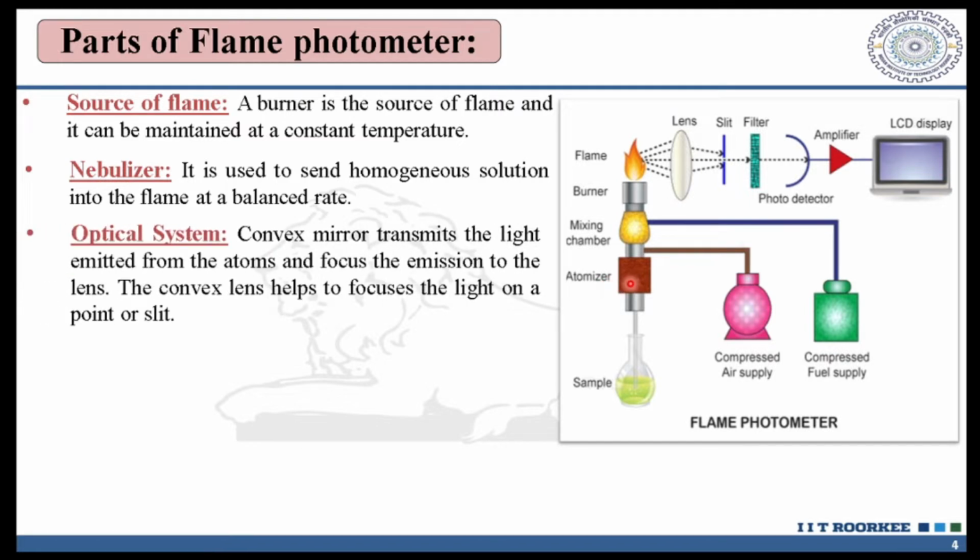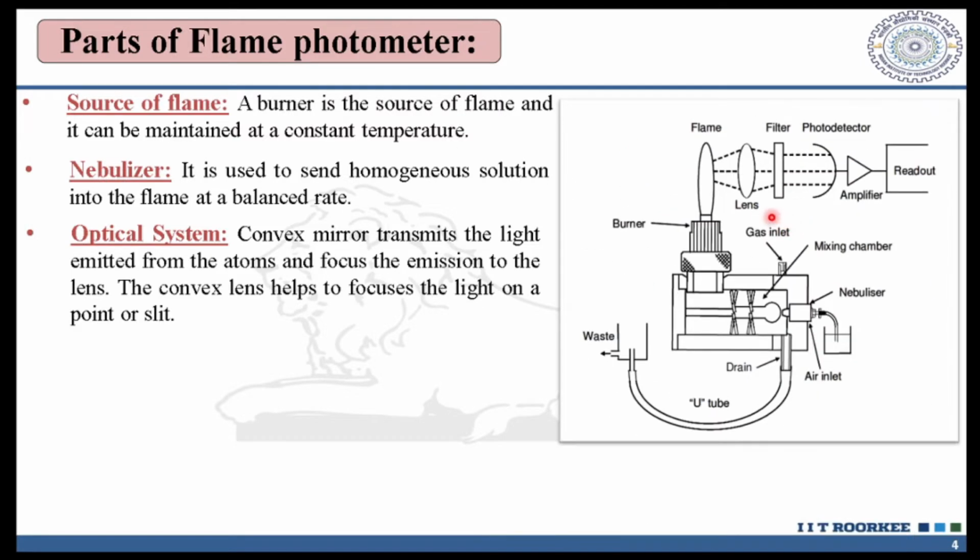Now optical system. It comprises three parts: convex mirror, lens and filter. The convex mirror helps to transmit light emitted from the atoms and focus the emission to the lens. The convex lens helps to focus the light on a point called slit. The reflections from the mirror pass through the slit and reach the filters. The filters will isolate the wavelength to be measured from any extraneous emissions. Hence, you can say it acts as interference type color filters.